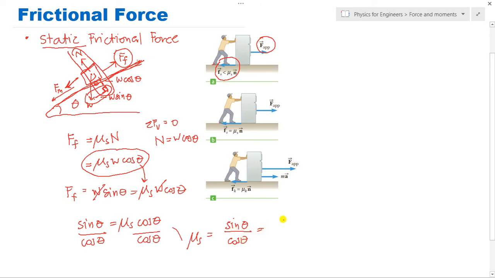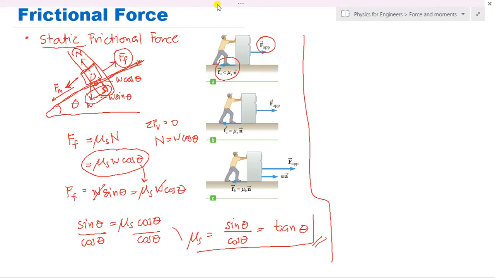This is just equal to the tangent of theta. Therefore, the coefficient of static friction for a horizontal plane is just equal to the tangent of our angle of inclination. Class, remember to rewrite these problems. We are almost at the end of the time.